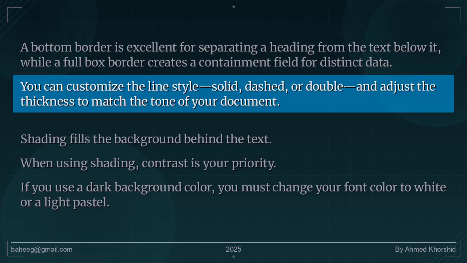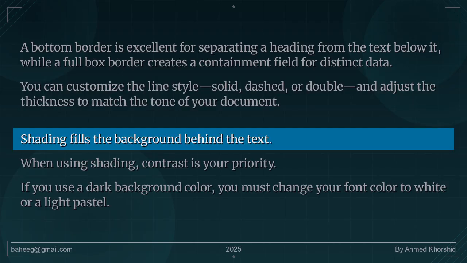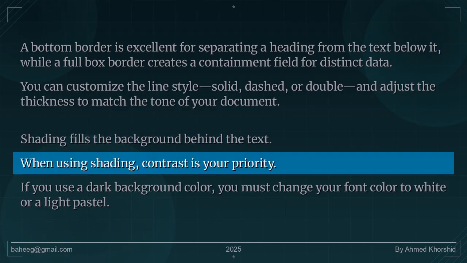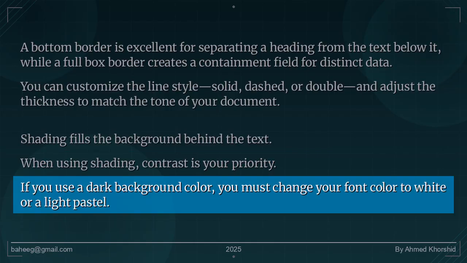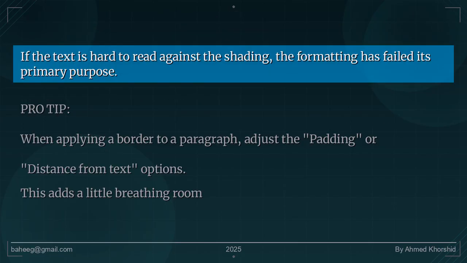You can customize the line style, solid, dashed, or double, and adjust the thickness to match the tone of your document. Shading fills the background behind the text. When using shading, contrast is your priority. If you use a dark background color, you must change your font color to white or a light pastel. If the text is hard to read against the shading, the formatting has failed its primary purpose.